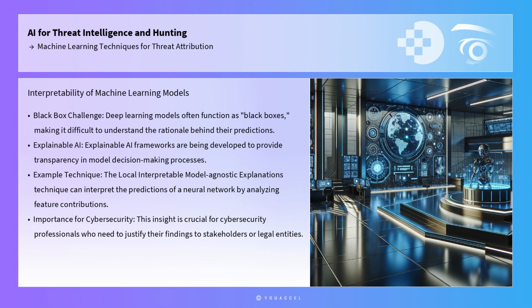Another consideration is the interpretability of machine learning models. Deep learning models, while powerful, often function as black boxes, making it difficult to understand the rationale behind their predictions. Explainable AI frameworks are being developed to address this issue, providing transparency in model decision-making processes. For example, the local interpretable model-agnostic explanations technique can be used to interpret the predictions of a neural network by analyzing the contribution of each feature to the final decision. This insight is crucial for cybersecurity professionals who need to justify their findings to stakeholders or legal entities.